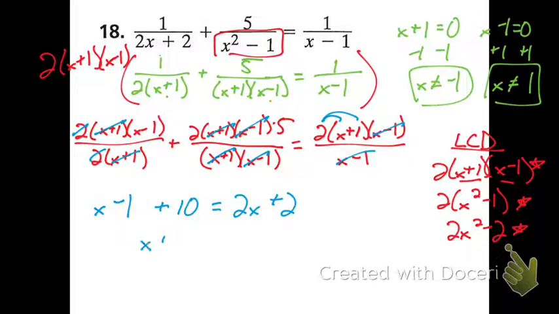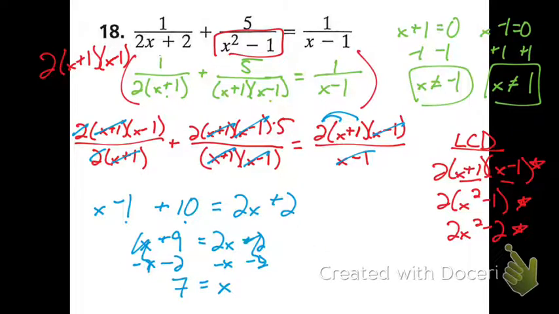So it says x plus 9, when you combine those like terms, is equal to 2x plus 2. I'm going to subtract x from both sides. I'm also going to subtract 2 from both sides, so that those go away and those go away. I get x is equal to 7. So I'm going to write x equals 7. Does it conflict with either of my excluded values? No, it does not. So that is my solution to that problem.